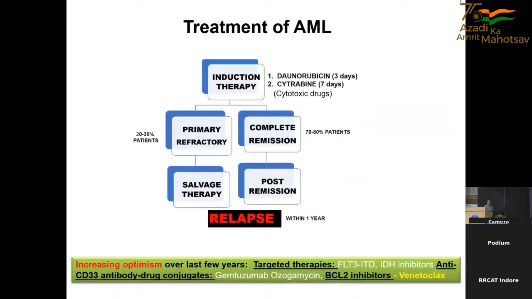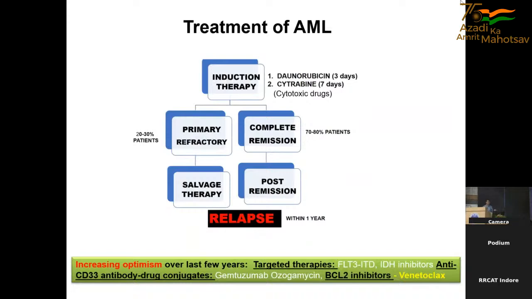When it comes to the treatment of AML, for the past 40 years, still, the induction chemotherapy, which is a cytotoxic therapy, 3 days of daunorubicin and 7 days of cytarabine, is given. But patients achieve initial remission, but within a year, in most patients the disease comes back. And apart from that, there are 20 to 30% of patients who do not respond to even this cytotoxic therapy. So this cytotoxic therapy is leading nowhere, but still is in clinical use.